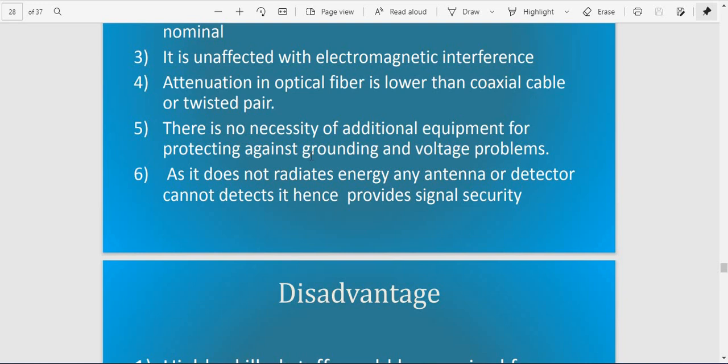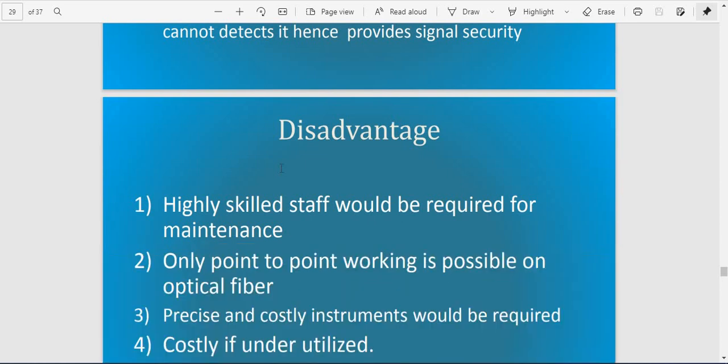Similarly, it does not radiate energy. Any antenna or detector cannot detect it, hence it provides signal security. The main concern in communication is that it must be secure. The information I'm sending to a particular receiver should not get hacked in between. That's the reason it does not radiate energy, so no antenna or detector can detect it, hence it provides signal security. Because of that, this is also quite useful in our communication system. Clear? These are the advantages of optical fiber.